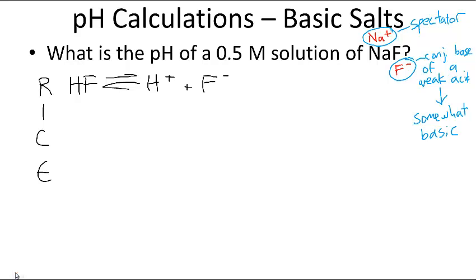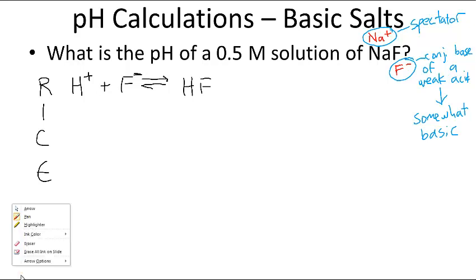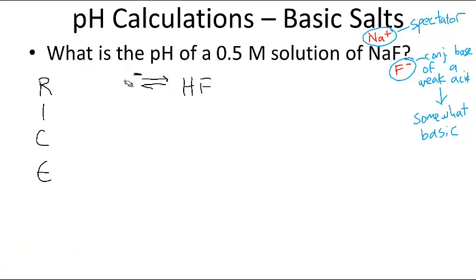Some people, instead of that, wrote that equation in reverse. Some people wrote H+ plus F- makes HF. Well, that would be okay if we had a solution with H+ and F- in it. But we don't. What do we actually have that will react with F-?